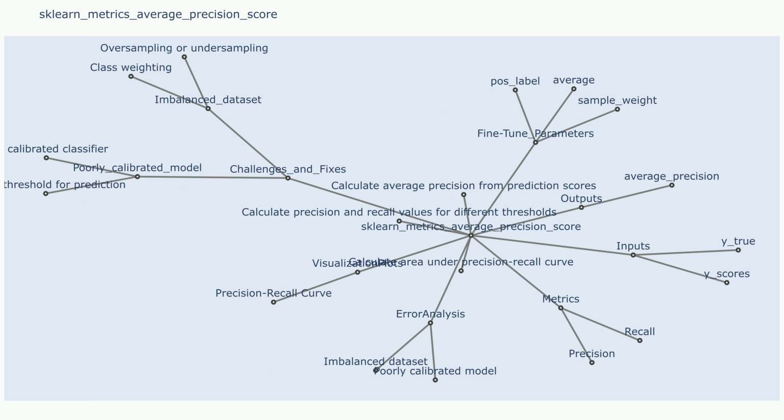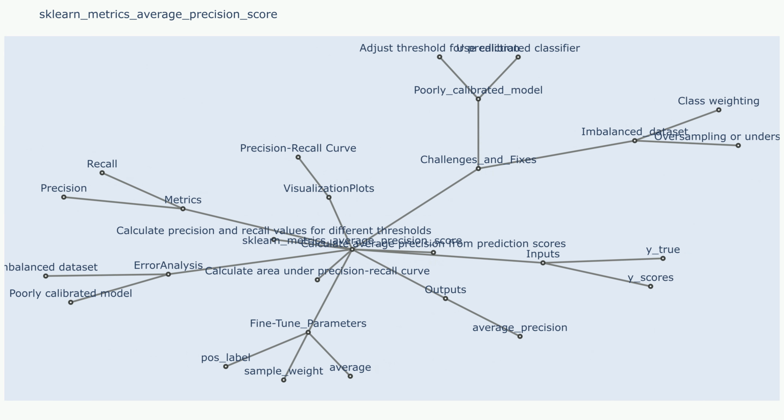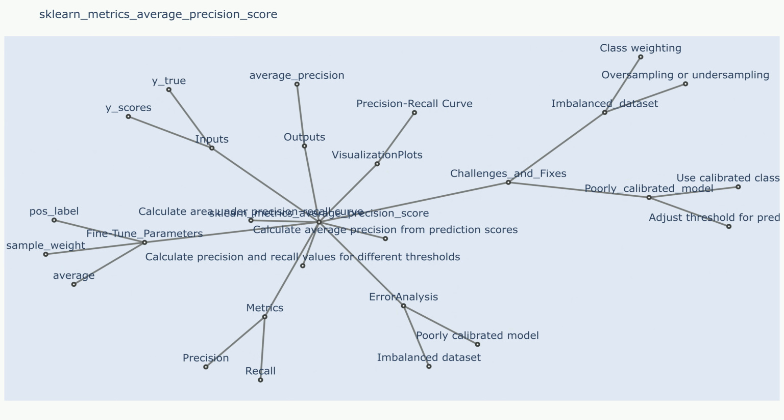Inputs. y_true: the true labels of the data points. This should be a one-dimensional array or list containing binary values, 0 or 1, representing the actual class labels for each data point. y_scores: the predicted scores or probabilities of the model for each data point. It should be a one-dimensional array or list representing the model's confidence that each data point belongs to the positive class. Outputs. Average precision: the average precision score, a value between 0 and 1, indicating the model's performance. A higher value signifies better performance.